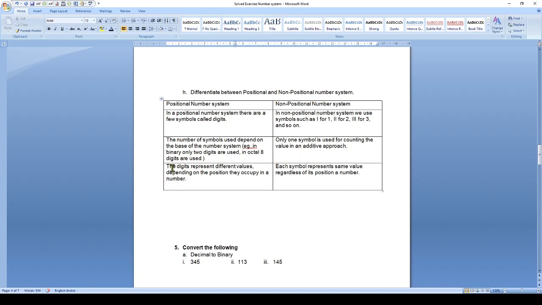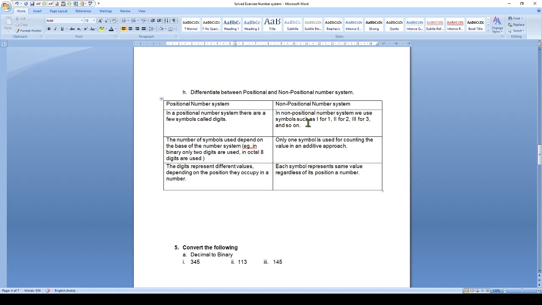Next, in a positional number system, the digits represent different values depending on the position they occupy in a number. Like if 2 is in the ones place, it is only a 2. If it is in the tens place, it is 20. If it is in the hundreds place, it is 200. So like that, it is the value depending on the position they occupy.